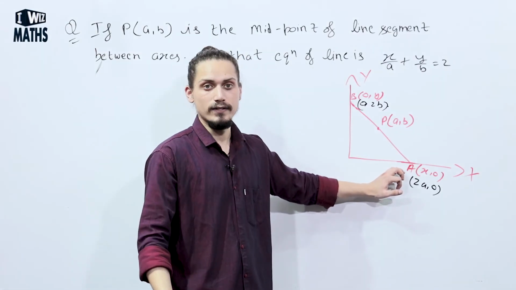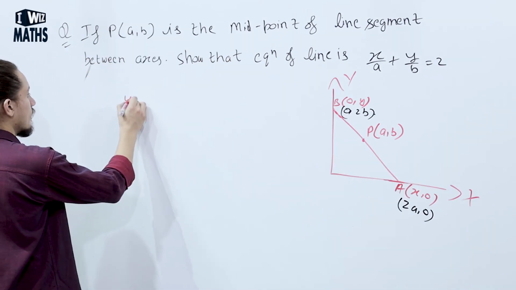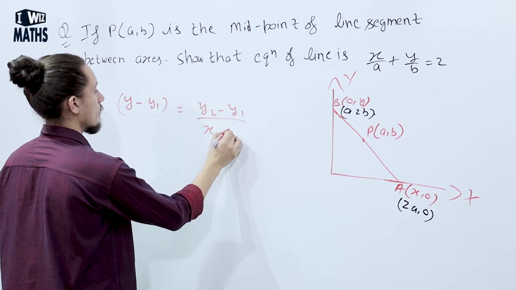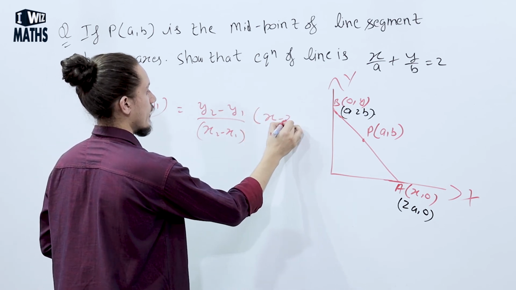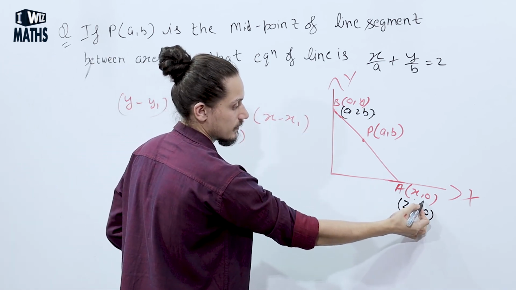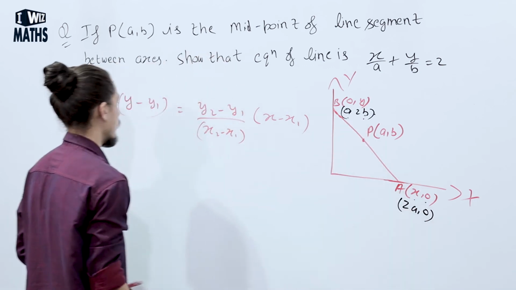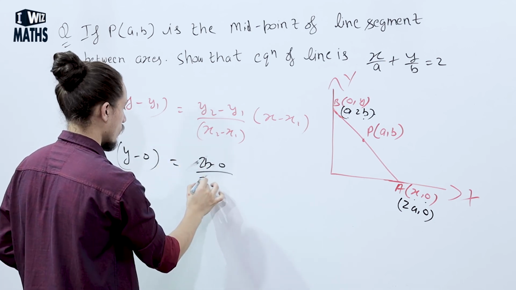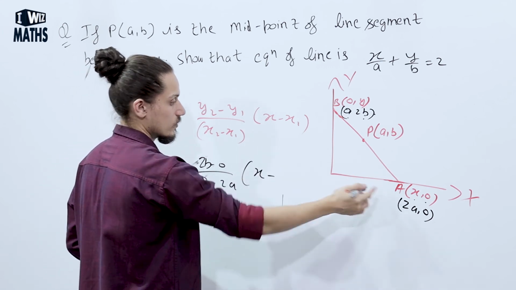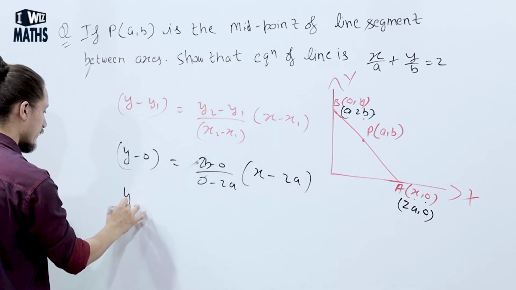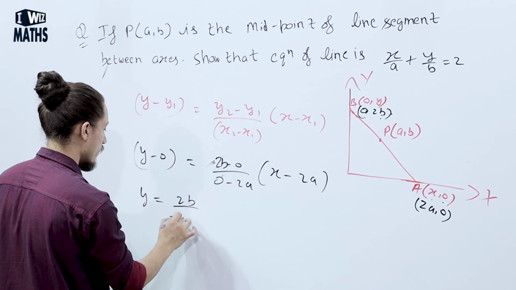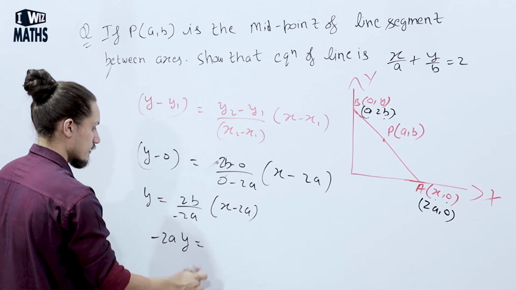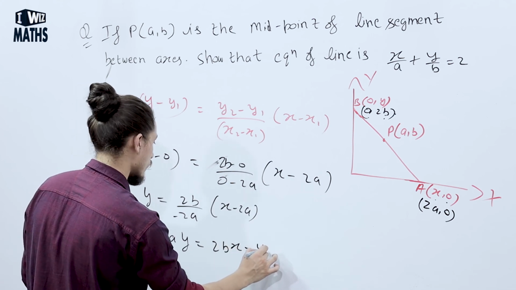We can use 2-point method to find equation of line. So we write y minus y1 is equal to y2 minus y1 upon x2 minus x1 into x minus x1. Now in this case, this is x1, this is y1, this is x2, this is y2. So we get y minus 0 is equal to 2b minus 0 upon 0 minus 2a, and x minus x1 is x minus 2a. So we get y is equal to 2b upon minus 2a into x minus 2a. Cross multiply, we get minus 2a into y is equal to 2bx minus 4ab.